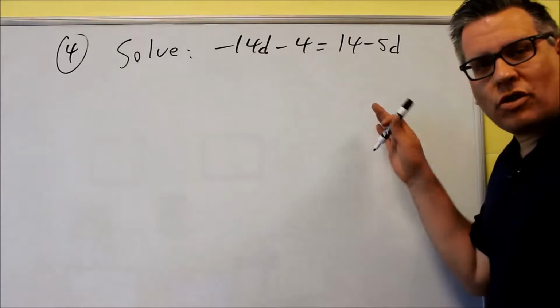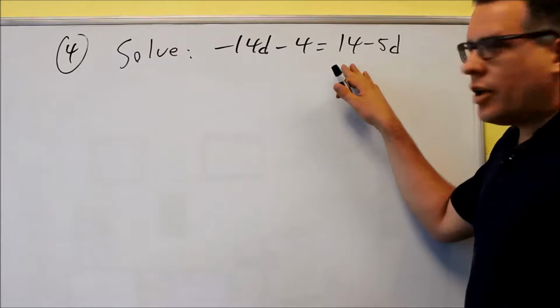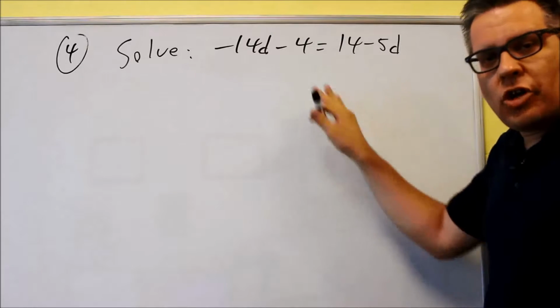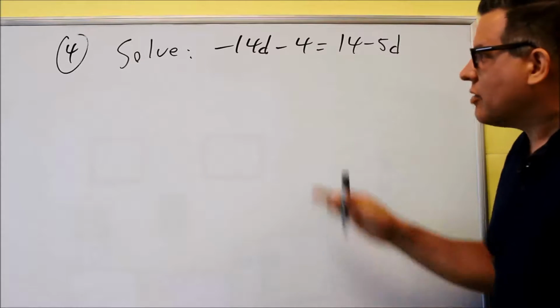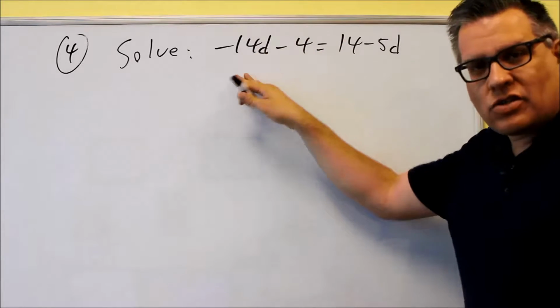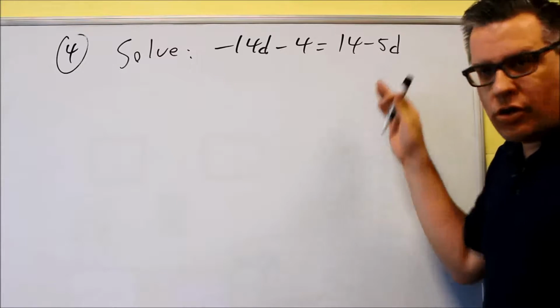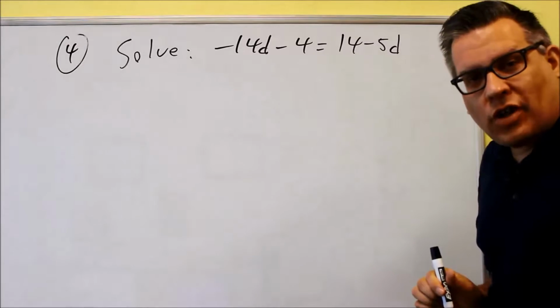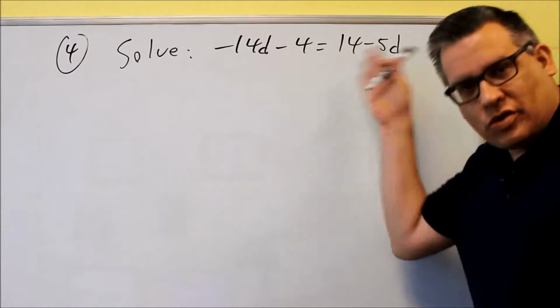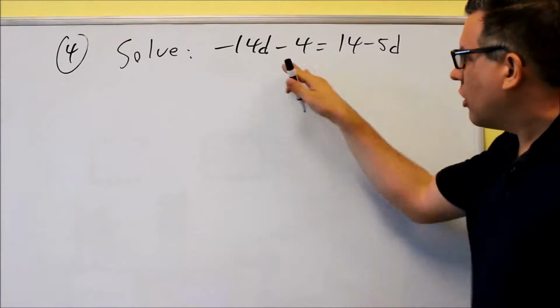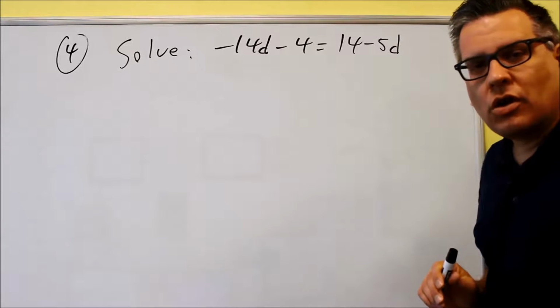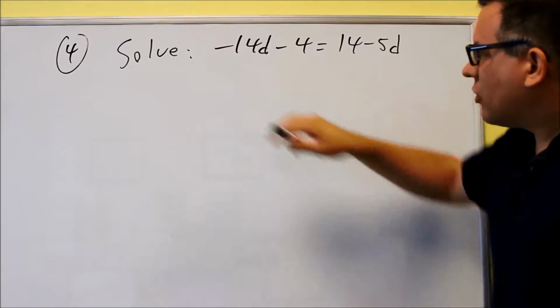Okay, so for number 4, the idea on this problem is to get all the variables on one side of the equation. Now it doesn't matter if you have all the variables on the left hand side or the right hand side. You can choose to do either side. Typically you'll get the variable on the left hand side, so then you'll have d equals whatever it is. So that's what I'm going to do. I'm going to bring all the d's over to the left hand side of the equation here.